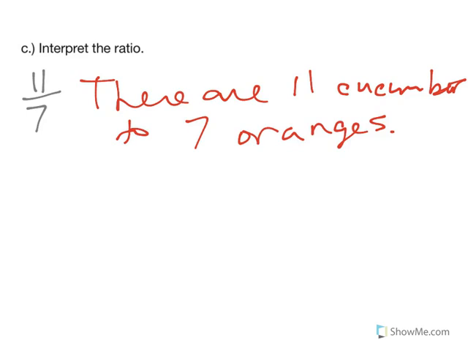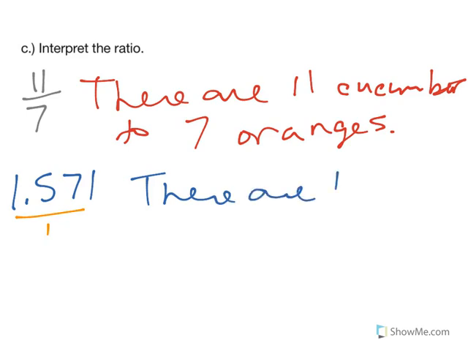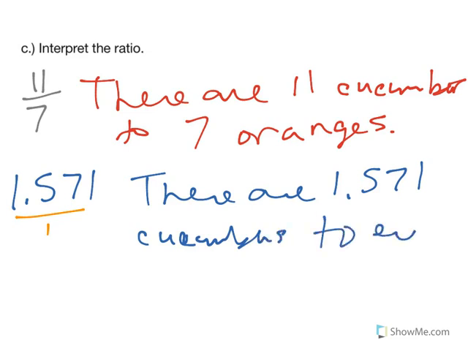We also know that when we change it to a decimal, we had 1.571. If you think about that as a fraction, it would be over 1. Therefore, there are 1.571 cucumbers to every 1 orange.